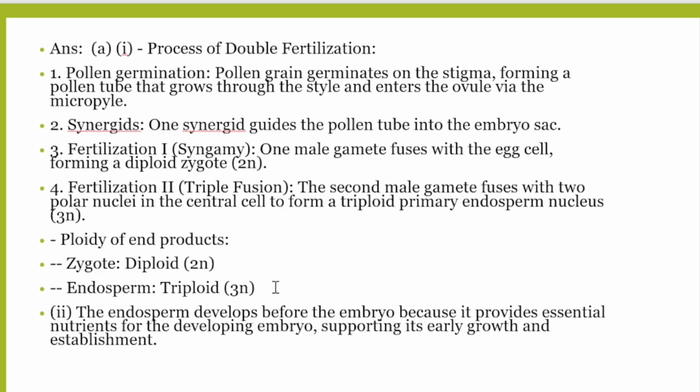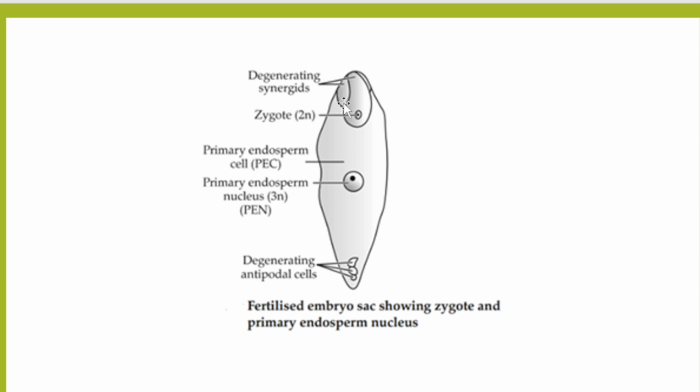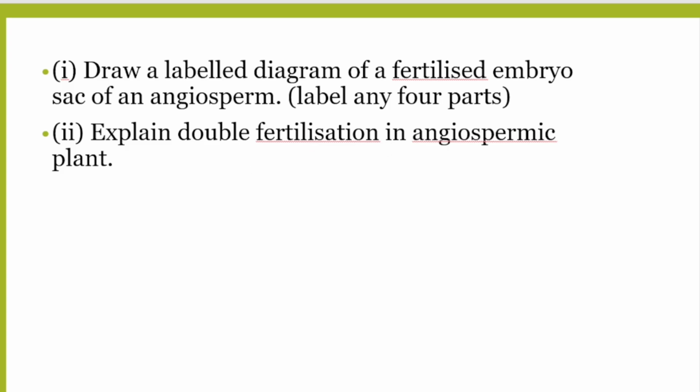The zygote is diploid and the primary endosperm nucleus, or primary endosperm cell, is triploid. The endosperm develops before the embryo because it provides essential nutrients for the developing embryo, supporting its early growth and establishment. A labelled diagram of a fertilized embryo sac of an angiosperm, we already saw a simplified diagram. This is a diagram from the textbook. This is post fertilization because you can see that the antipodals are degenerating and the zygote is formed. Explain double fertilization, that we already discussed. This is a repeatedly asked question because these questions I have taken from the previous year question papers.